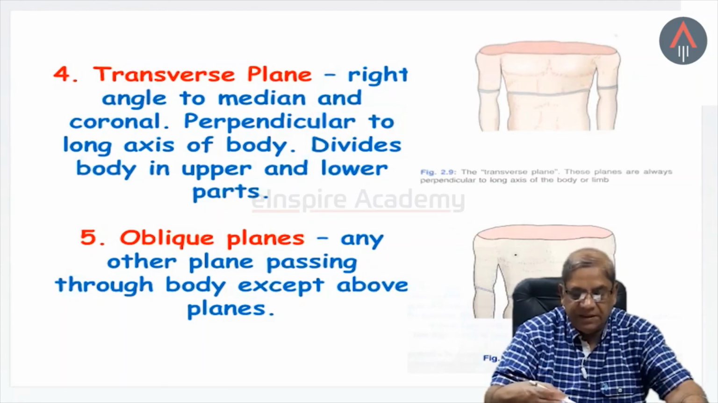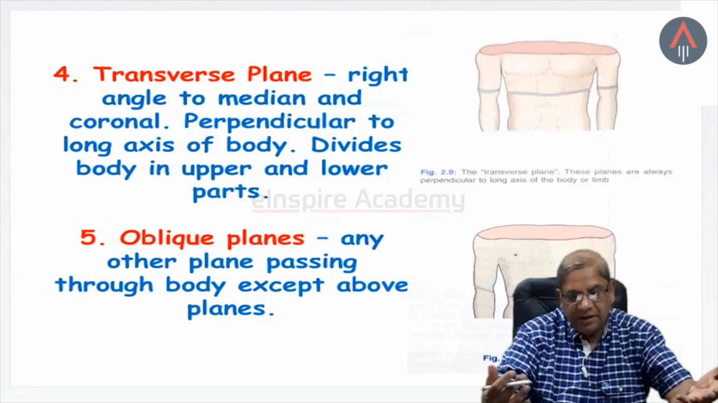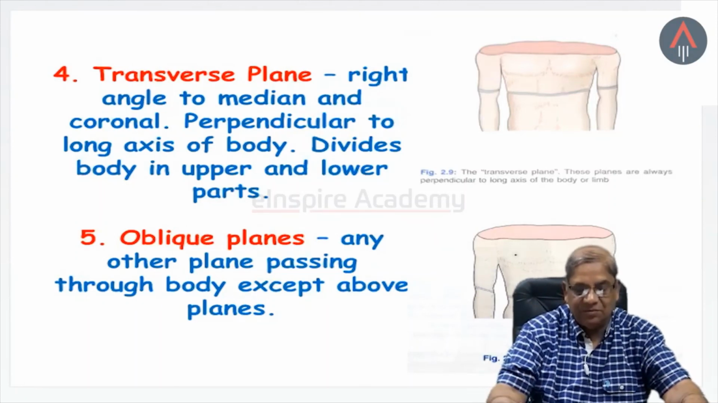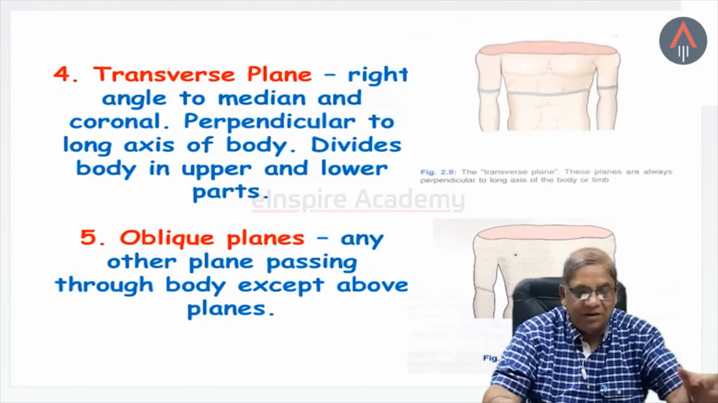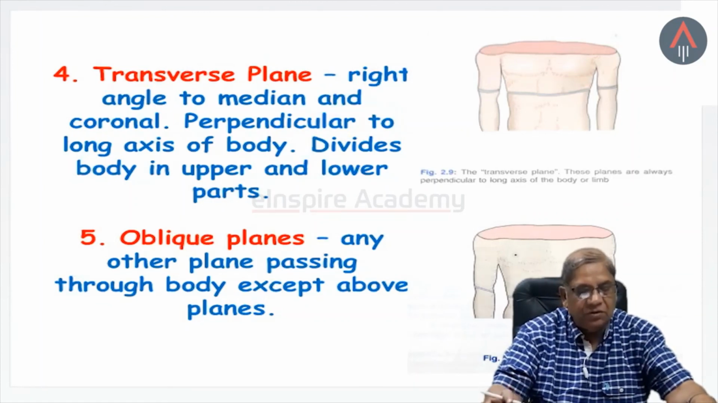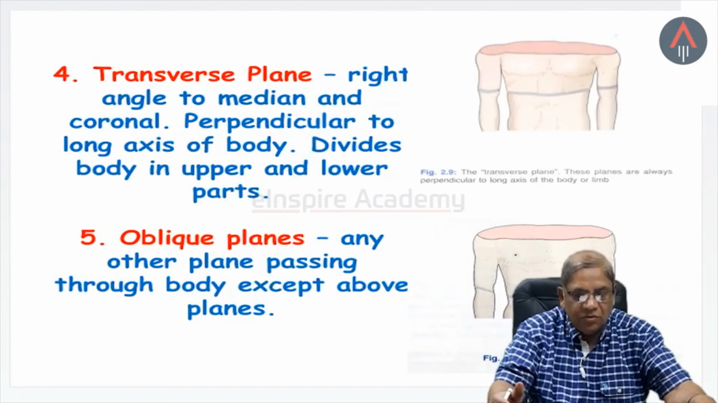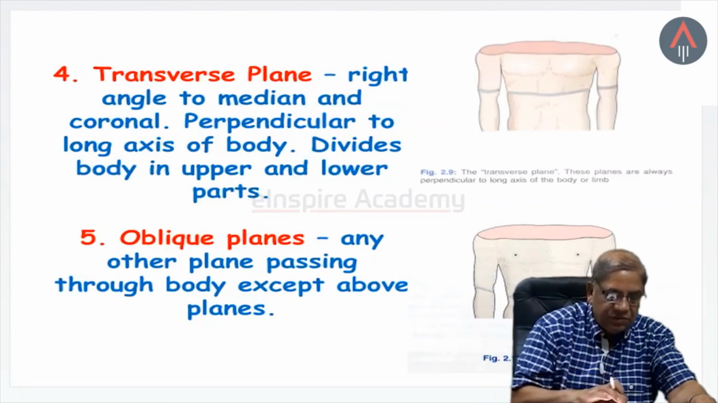Now the oblique plane is easy to define because it has no rules. It is defined as any other plane passing through the body except the above four. Any other plane which there may be will be an oblique plane. Sometimes we use the oblique, but otherwise we use only the first four planes, that is the median plane, the sagittal plane, the coronal plane and the transverse plane.